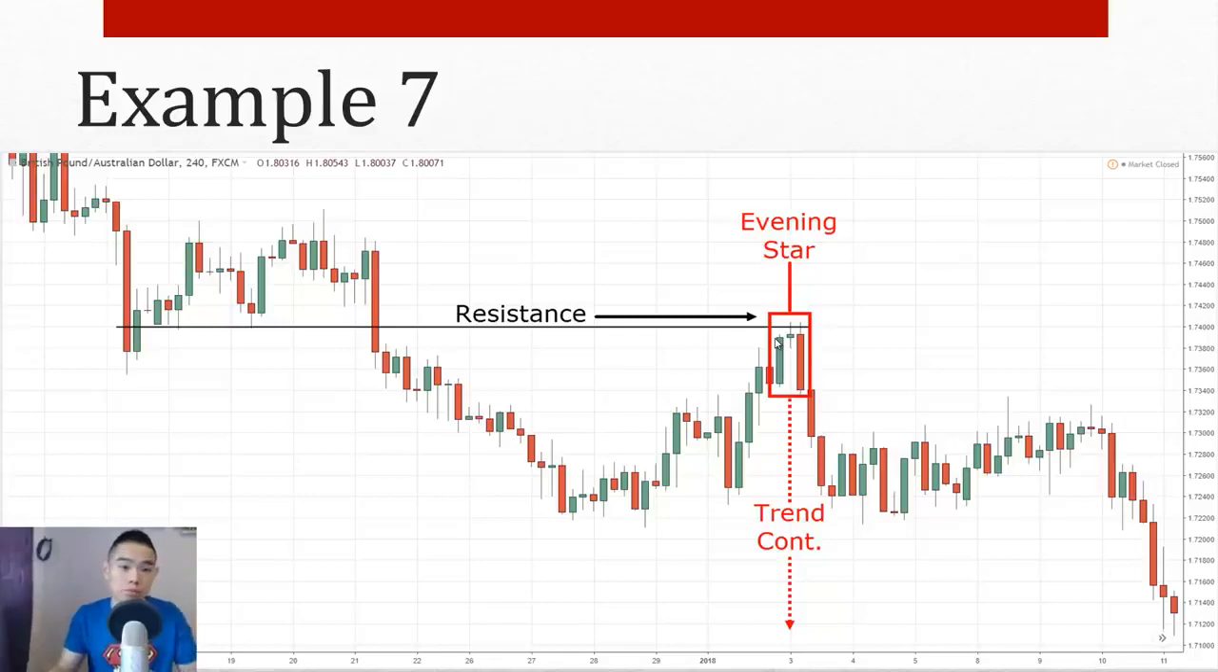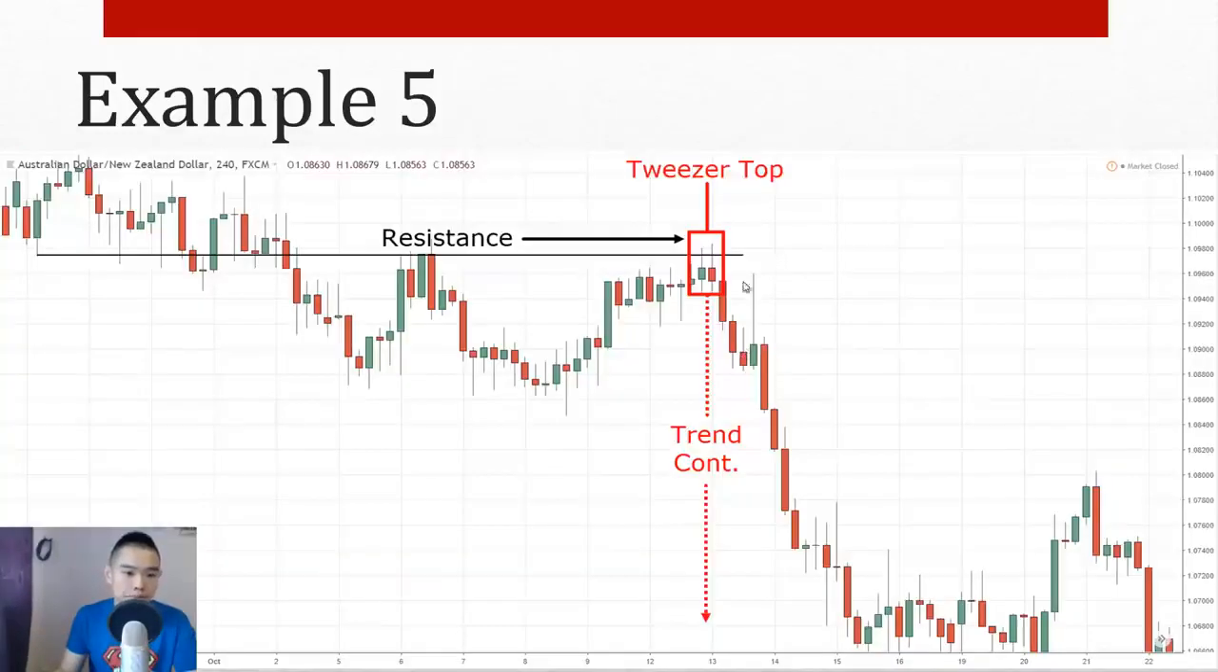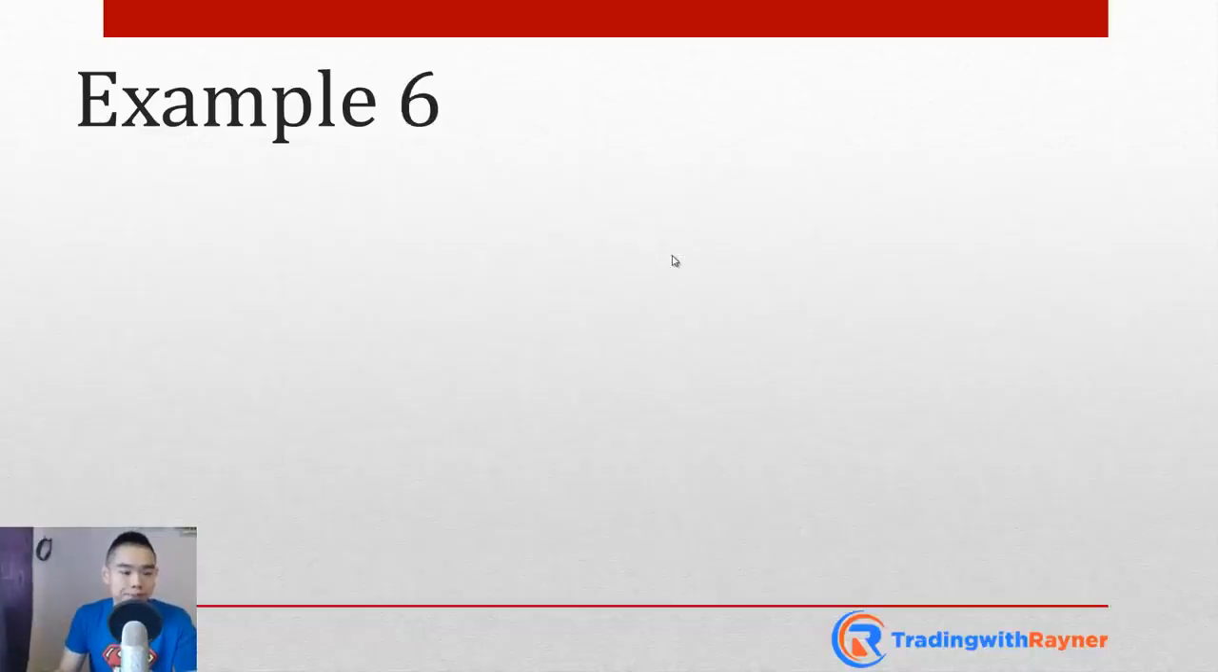Same for the tweezer tops and bottoms. In the textbook example I shared earlier, the highs were at the exact same level. But in this example, the highs of the second candle actually exceeded the first candle. Again, there are always variations. So if you're the type of trader that memorizes patterns, you're going to have a really hard time, because the market will not give you the exact textbook setup. It always comes with variations and slight nuances. So you have to be prepared and really know how to read candlestick patterns. That's why we spent some time talking about reading candlestick patterns in the earlier part of the video.